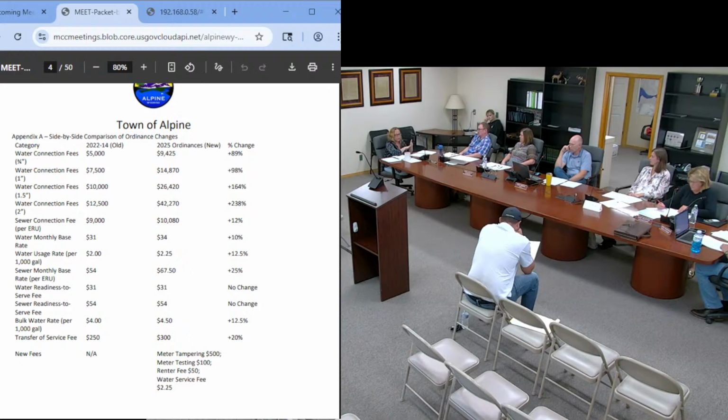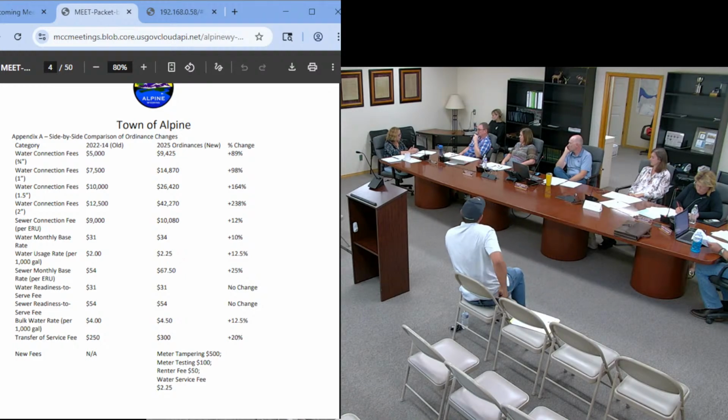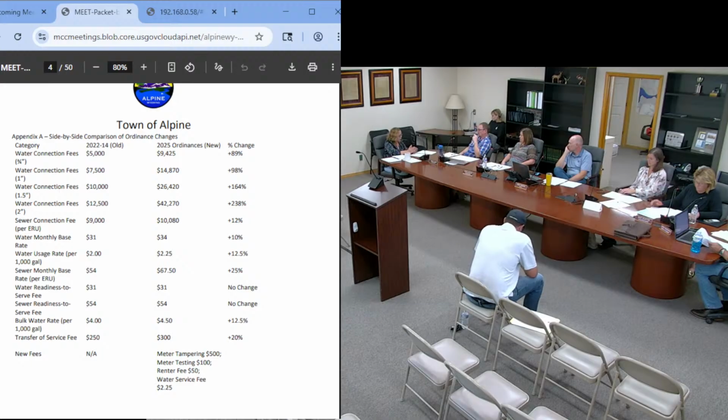Historically, readiness to serve fees kept pace with base rates. To me, that doesn't make sense. And if it makes sense to you, we can certainly keep that moving forward. A readiness to serve fee is a monthly fee charged to properties or vacant lots that have the ability to connect to our system, so have access to our infrastructure. Eliminating it would cause us financial harm.